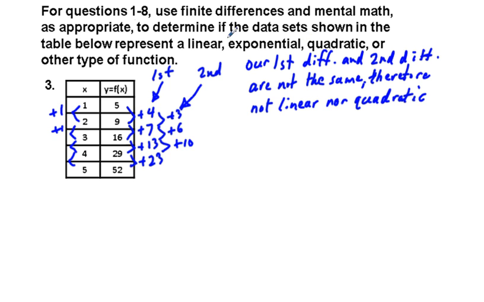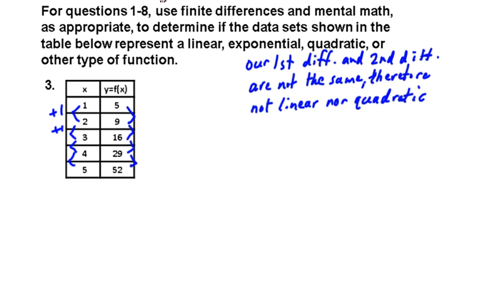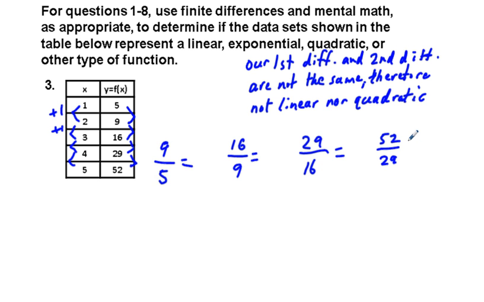Now it says exponential, so we can check for exponential. Let's do that one more time. I'm going to erase this, just get a fresh thing here. So to get exponential, we'd have to have a common multiplier. So we take 9 divided by 5. What is that going to give us? And then 16 divided by 9. 29 divided by 16. And finally, 52 divided by 29. If these are not the same, which I don't think they are, we don't have exponential either.